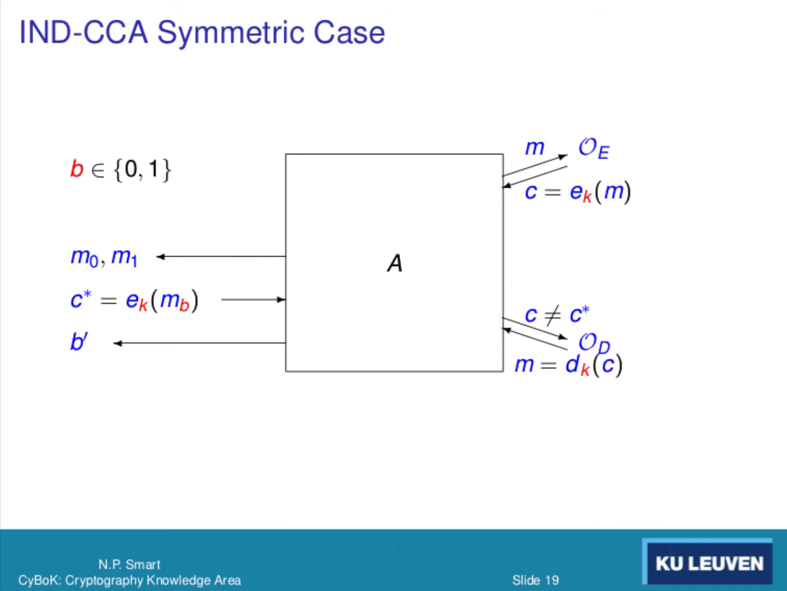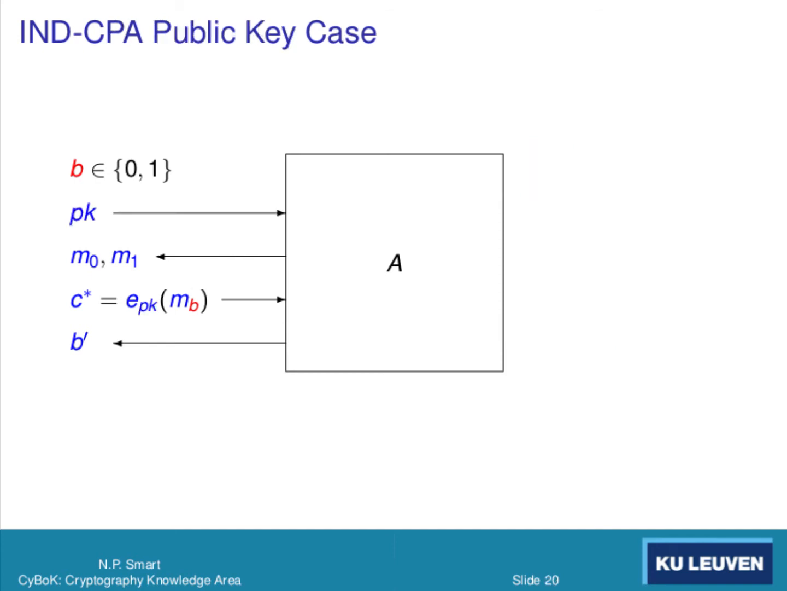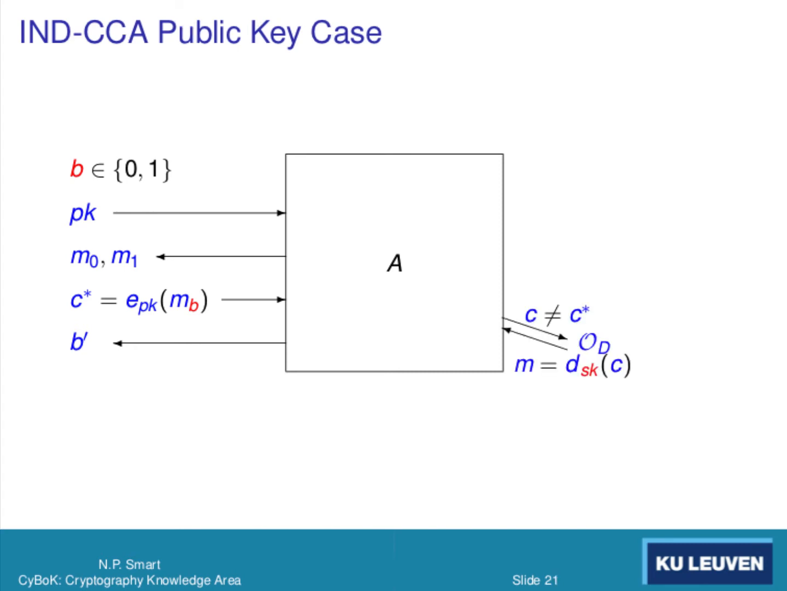In the public key case, things are slightly different. Because in a public key algorithm, you always have access to the public key encryption algorithm, there is no special oracle for the IND-CPA case. So IND-CPA for public key encryption is the same as passive security for public key encryption. So the only interesting thing in the public key case is the IND-CCA case, where we give the adversary again an oracle which allows him to decrypt ciphertext.